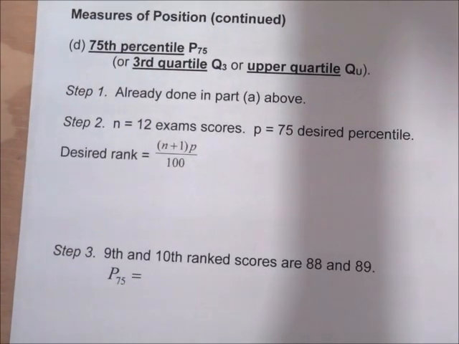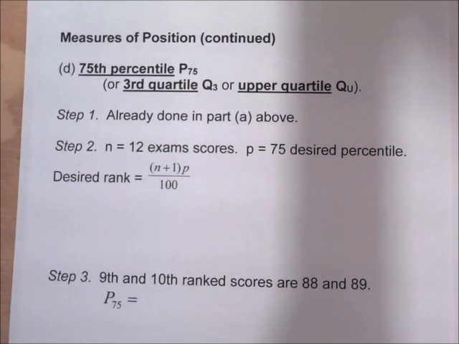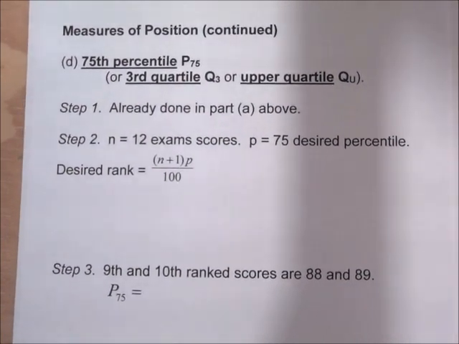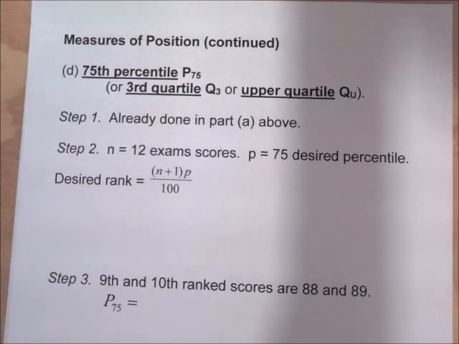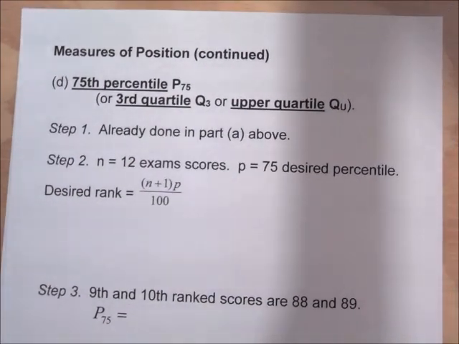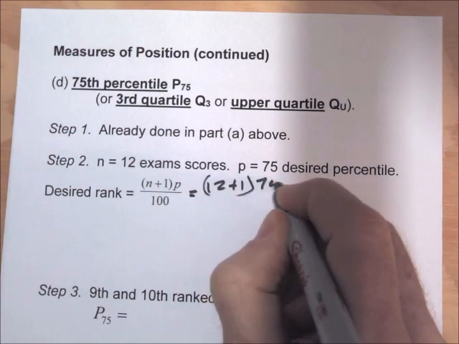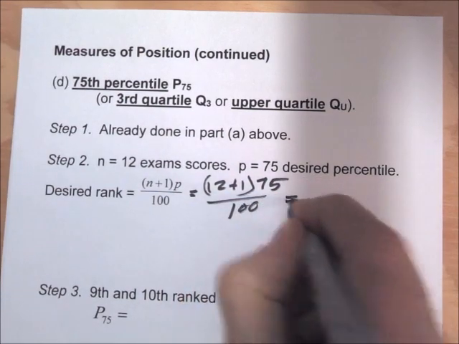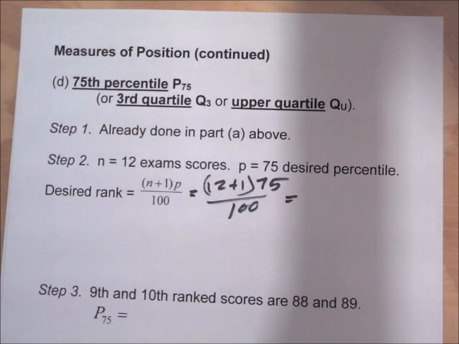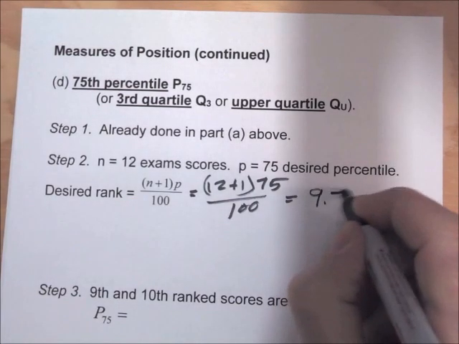Okay, the 75th percentile. This is also called the third quartile, or upper quartile. And again, we'll have a different way of computing quartiles, but if you use percentiles to compute quartiles, this is how you would do it. So 12 plus 1, our desired percentile is 75 over 100. So it's going to be 13 times 75 over 100. 9.75. So we want the average of the 9th and 10th.